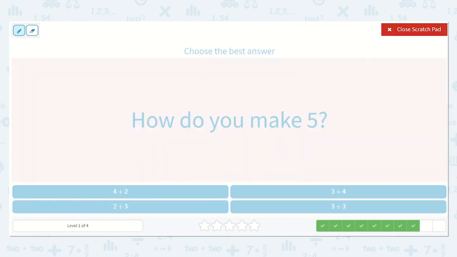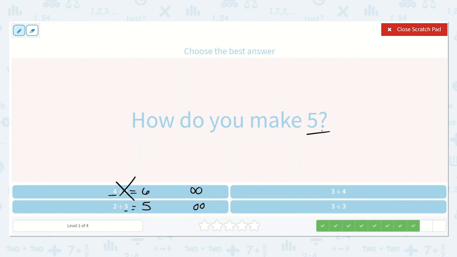How do you make 5? I see we have 4 plus 2. 4, 5, 6. Not this one. Here we have 3, 4, 5. That's how we make 5.